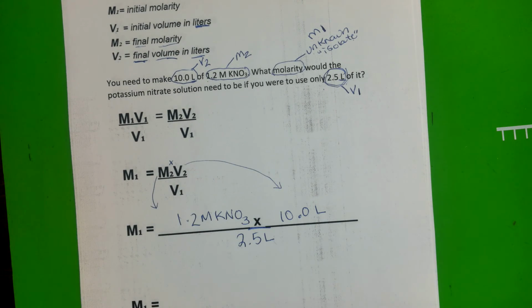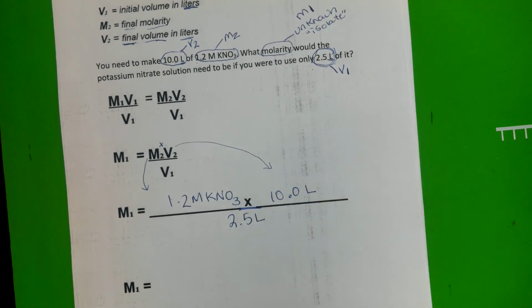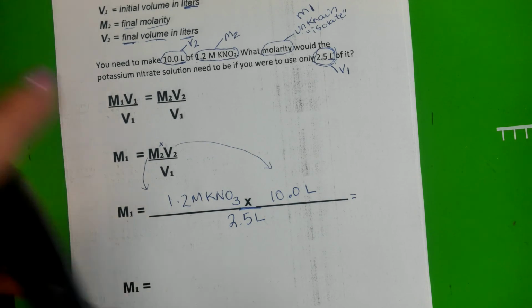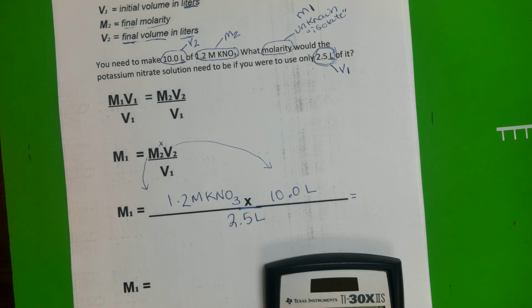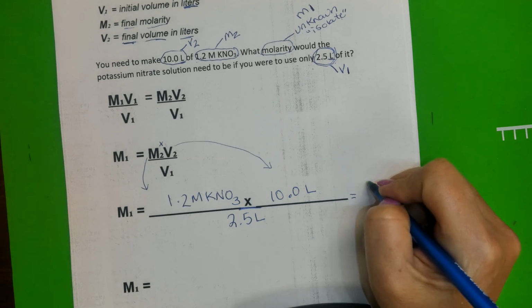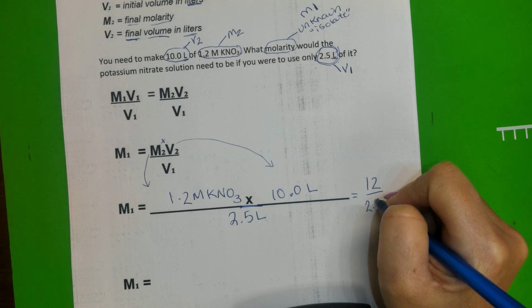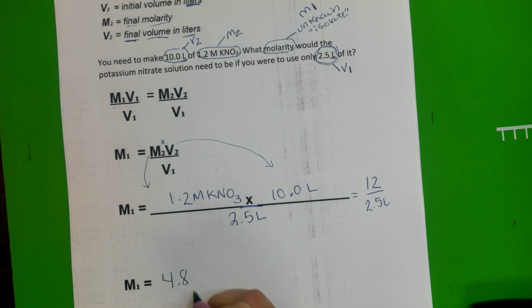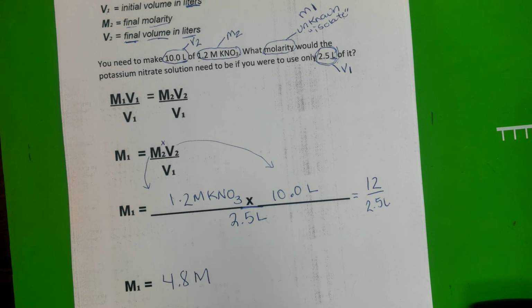This is easy. You should have a calculator there, on the side, or you could use your phone too. All you have to do is multiply the top: 1.2 times 10.0 is 12. Divided by 2.5 liters, that equals 4.8 molarity. And that's it, you guys.